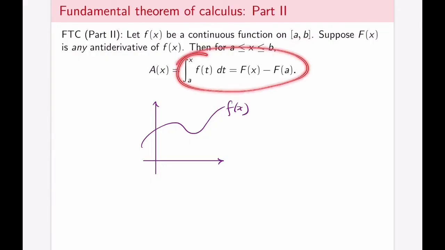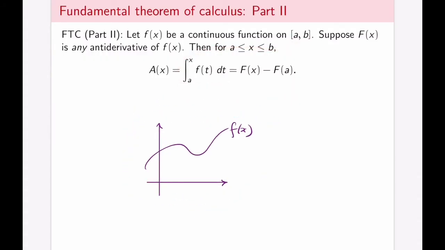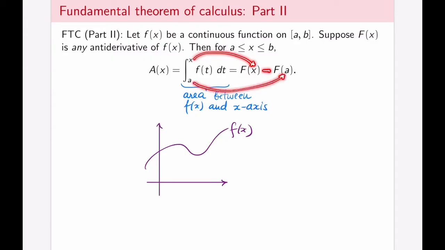Then, for x between these two values that I'm allowed to work in between, what this is saying is the definite integral, which is the area between the curve of the graph of the function and the x-axis. So area between f of x and x-axis is equal to the value of the antiderivative at the right endpoint of the interval minus the value of the antiderivative at the left endpoint of the interval.